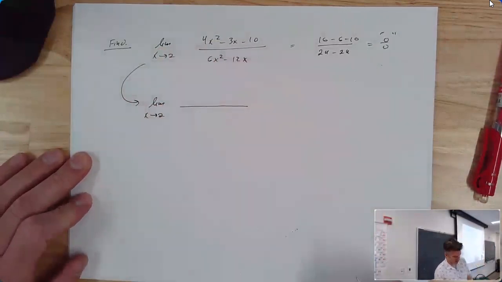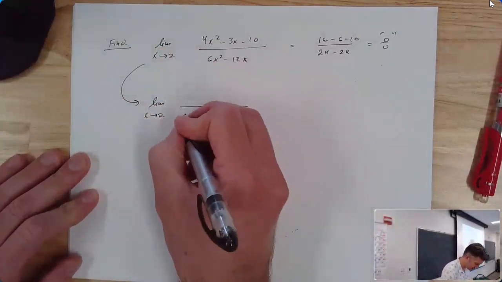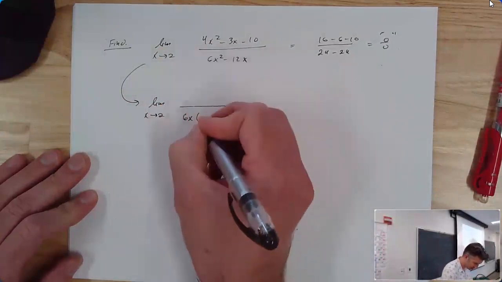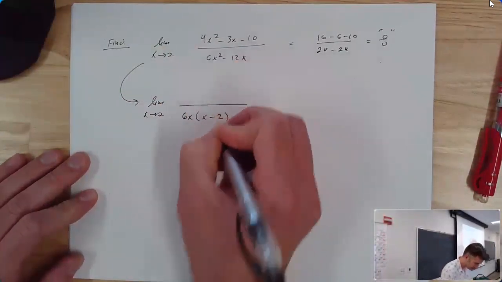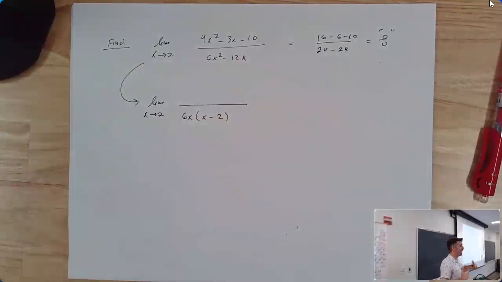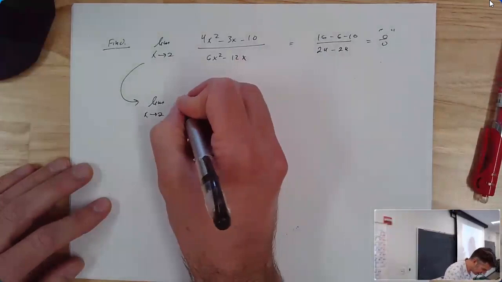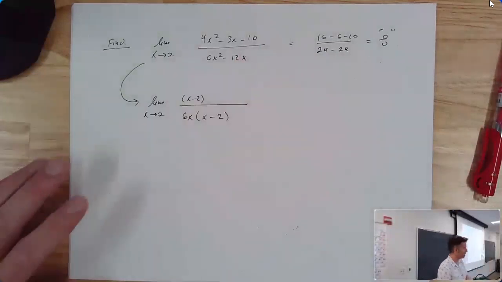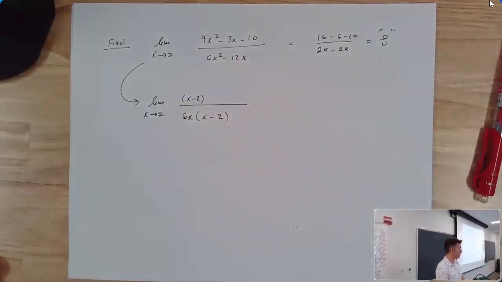So what can I factor out from the bottom? I think I can factor out a 6x. I'm left with x minus 2. I know I want that x minus 2 factor to cancel. That's the thing that's causing me problems. So I know it needs to be a factor in the top. So that's why I'm going to start with x minus 2. I know x minus 2 has to be a factor for things to work out.